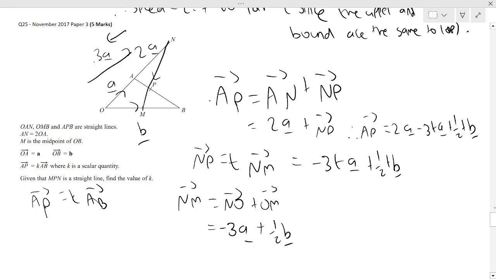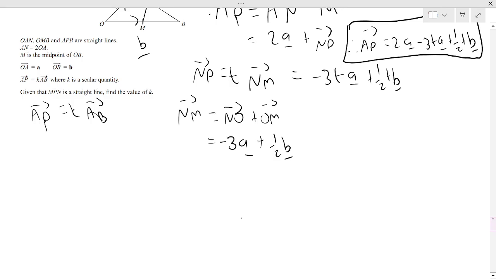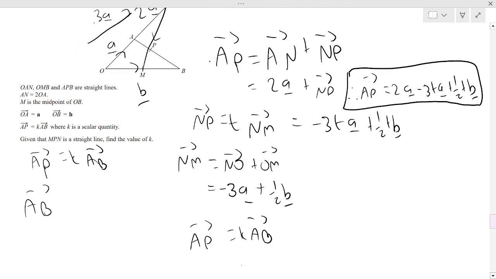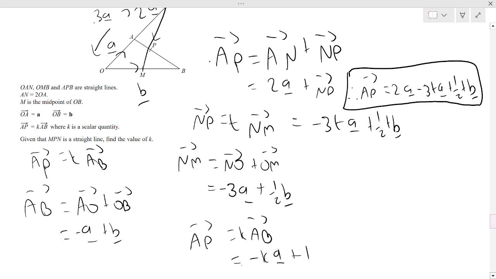But we're also told this, AP is K lots of AB. Can we find AB? I think we can. So this is one way of getting AP. Another way is actually given to us, which is quite nice: that AP is K lots of AB. But then AB, if we go up the diagram, it's this way, right? It's A to B. Well, you can go A to O, and then O to B. O to A is A, so A to O is the opposite direction, so it's going to be minus A, and then O to B is B. So therefore, that's AB. So we can say that's K lots of B minus A, so it's going to be minus KA, and then K lots of B. And now we've got another expression. Cool.